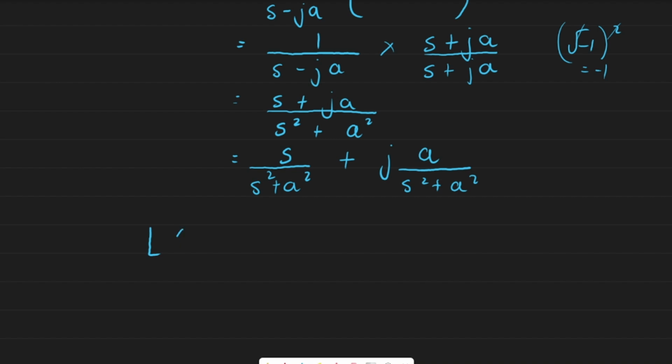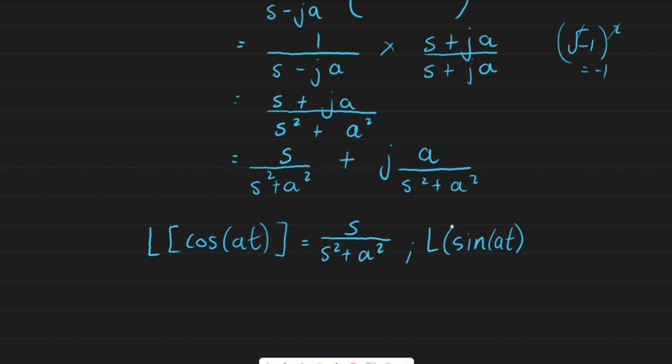Let's just write it out. The Laplace transform of cos at is equal to s over s squared plus a squared, and the Laplace transform of sine at is just equal to a over s squared plus a squared. So this is a generic equation we can use to simply get the Laplace transform of any kind of cos or sine function.